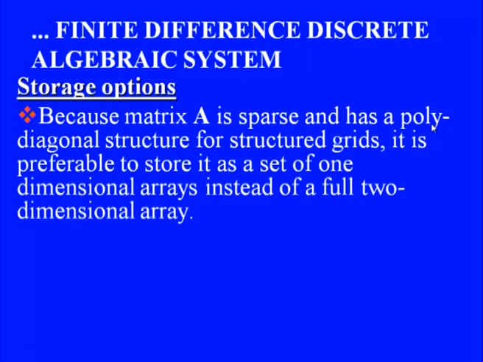So, now we have two options. One option is we store the full two-dimensional matrix, and thereby we will have many zeros, so we are just storing useless zero numbers which are of no use. They do not contribute to the solution process in any way. So, what we can instead do is, we can store these diagonals separately. So, it is preferable to store this matrix as a set of one-dimensional arrays, one one-dimensional array for each diagonal. So, that would be a much better choice.